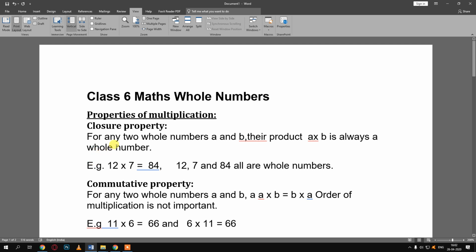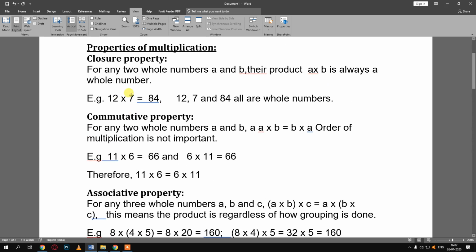Students, in this video we will learn properties of multiplication under whole numbers. So the first property is closure property.